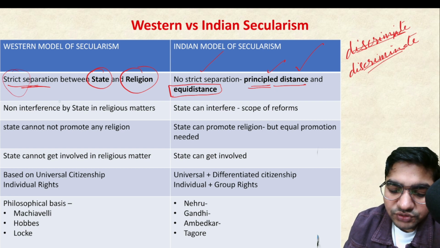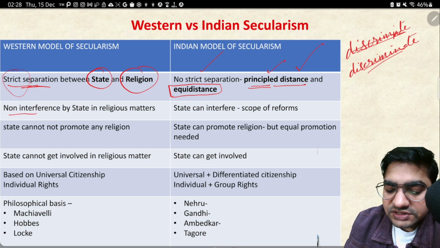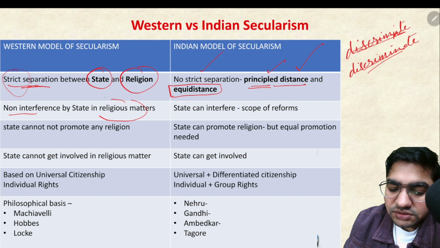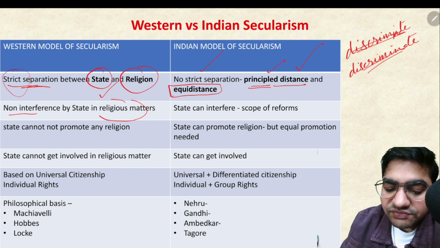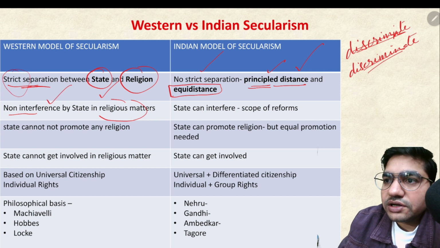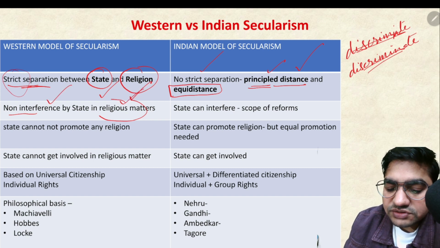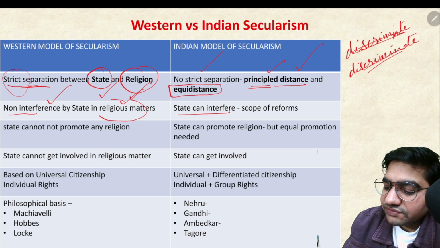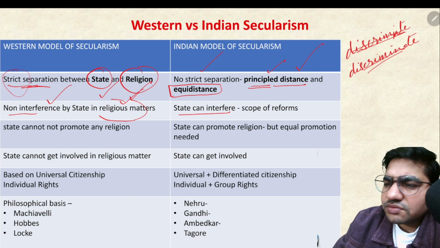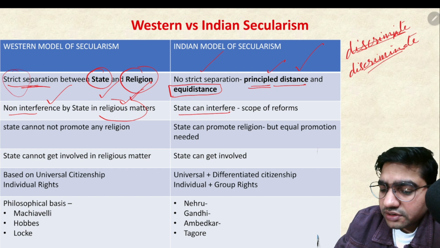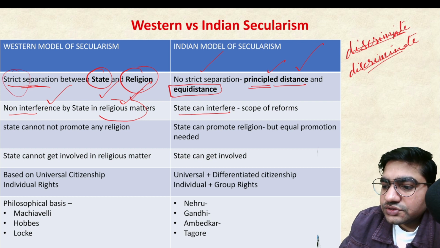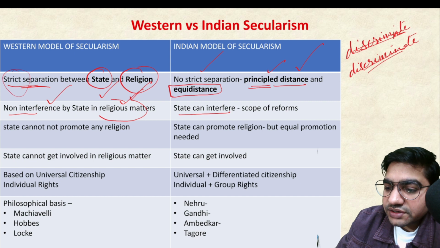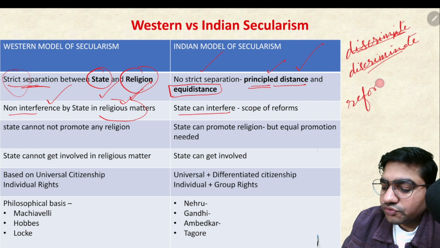Now let us move to the second point. In the Western model, there is non-interference by the state in religious matters. From the first point, you can infer that the state will not be allowed to interfere in religious matters. But in India, the state can interfere. Because in every religion, for example Hinduism, there are practices which should not be allowed, practices which have become out of sync with modern times. For example, earlier there used to be the sati system, and such practices have to be reformed. Therefore our Constitution allows a scope for reform.